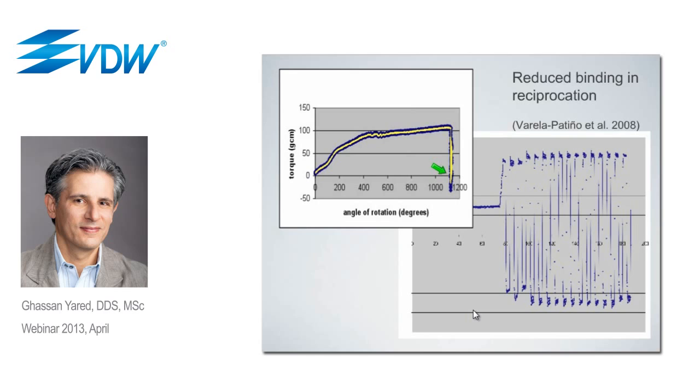So in a way, by using an angle like this one, the chance of fracture from binding is eliminated. And we already know from a study by Varela Patino that in reciprocation, there is an even lower chance of binding of the instrument in the canal, not only because of the angles, but also because of the movement that we are using. And this is what I will explain later.